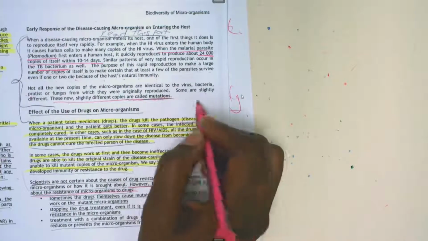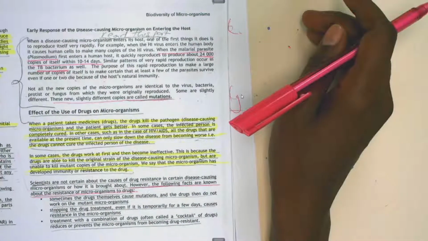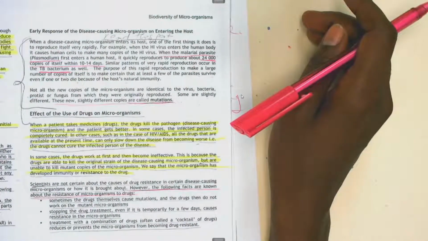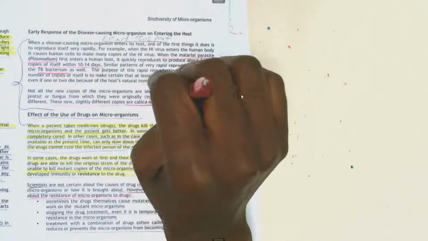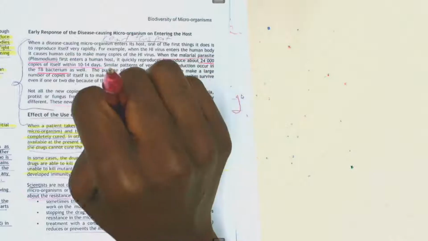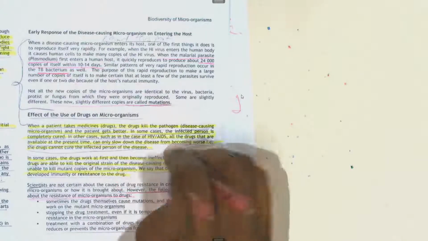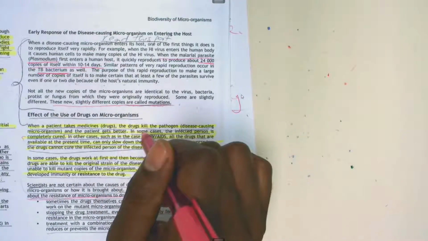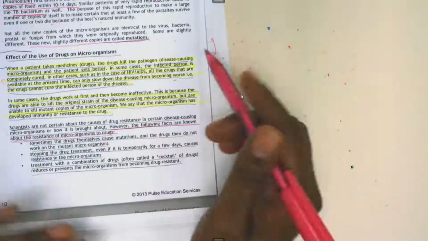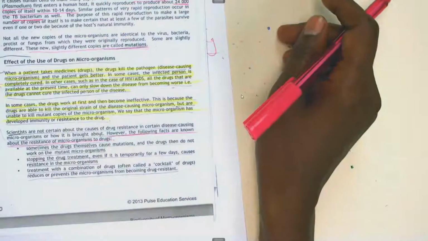You have to understand that, as we have said, once the microbes enter the human body, they will start reproducing very rapidly to make as many copies as they can. Out of all those copies, some of them won't be identical to the original strain. We call those mutations. So it means that they have now caused mutations.